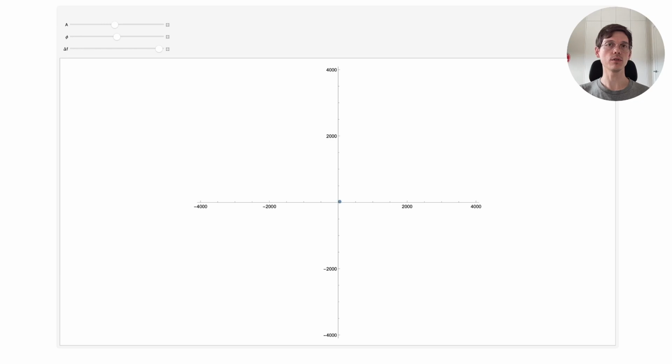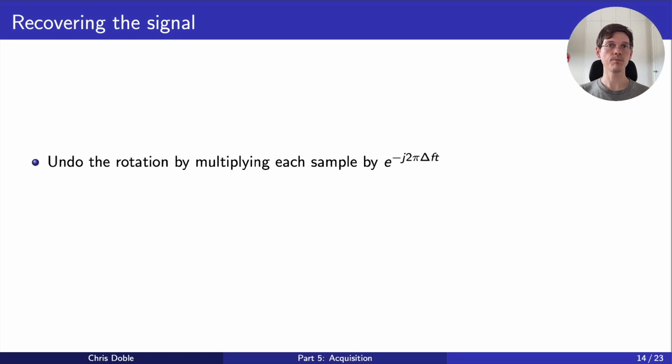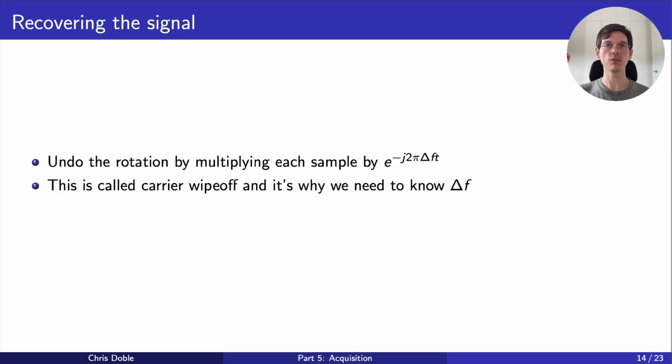So how can we recover the strong signal that we know is in there? Well, we know our sampling rate, so we know the time at which each sample was taken. If we also know the frequency shift, Δf, we can undo each sample's rotation by multiplying it by e^(-j2πΔft). After doing that, we can calculate the correlation as before and see the strong signal. This process is called carrier wipe-off, and it's why we need to know the frequency shift of the carrier wave.